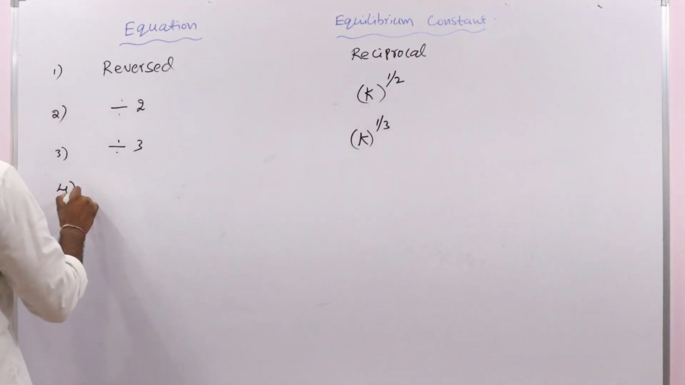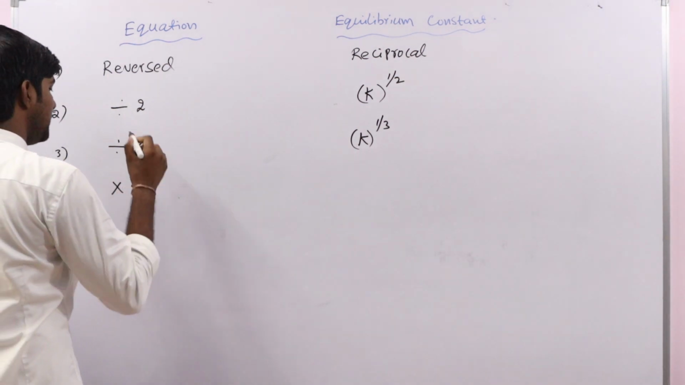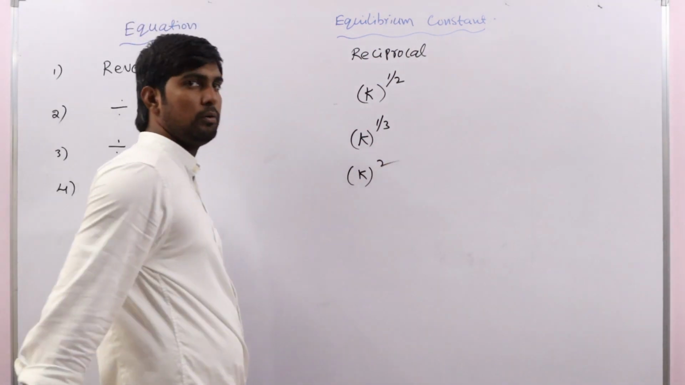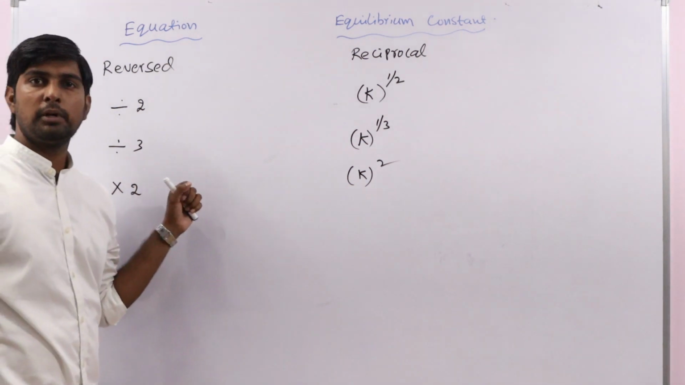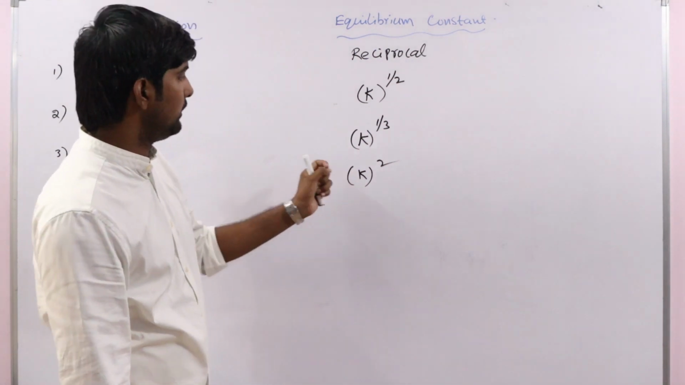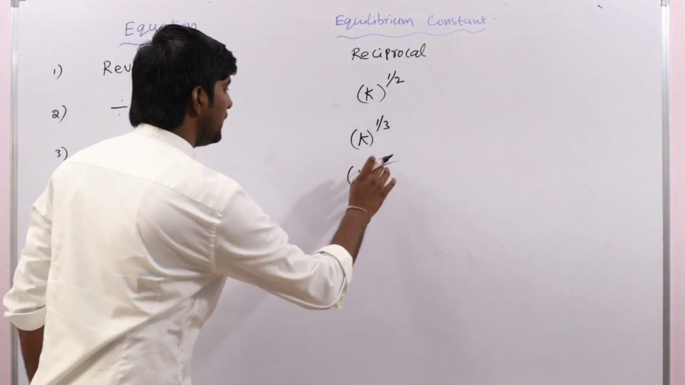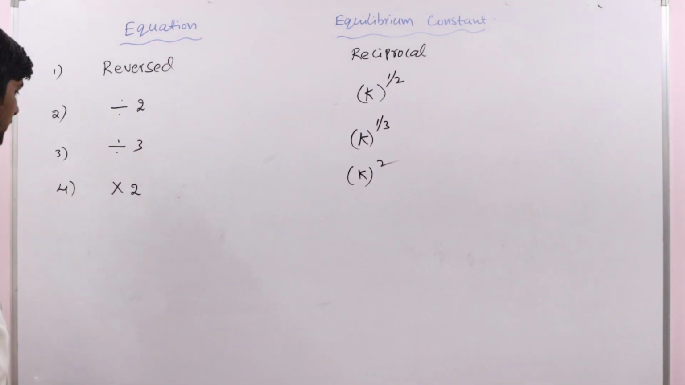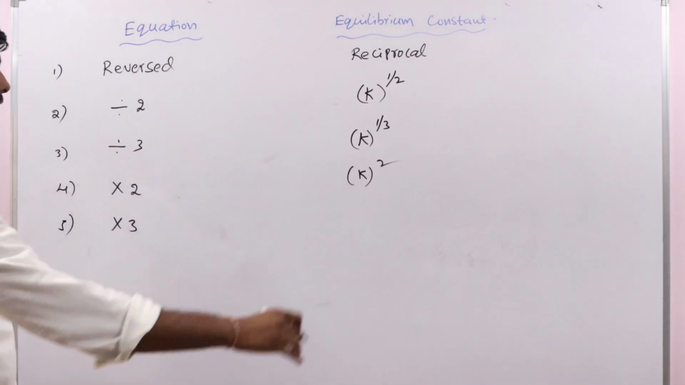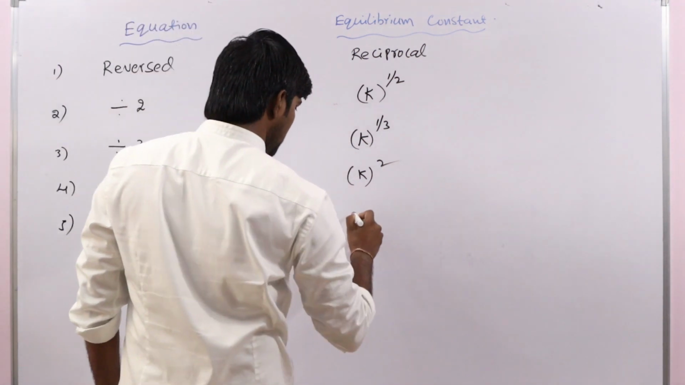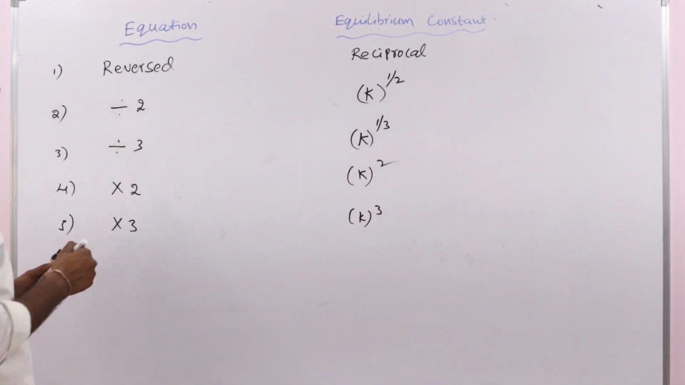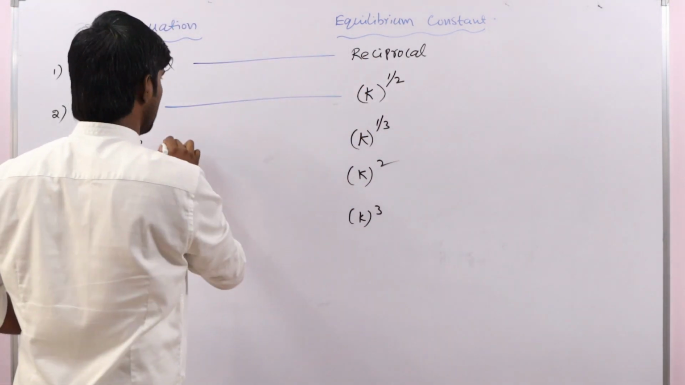Simple. Next, suppose a reaction is multiplied by 2, then the new equilibrium constant will be the old one whole power 2. So if the old equilibrium constant is 20, when that reaction is multiplied by 2, the new equilibrium constant will be 20 power 2, that is 400. Next, when a reaction is multiplied by 3, the new equilibrium constant will be the old equilibrium constant whole power 3.